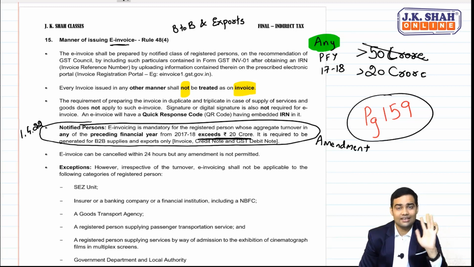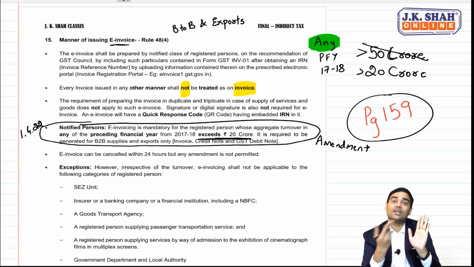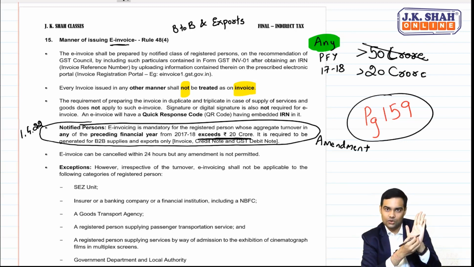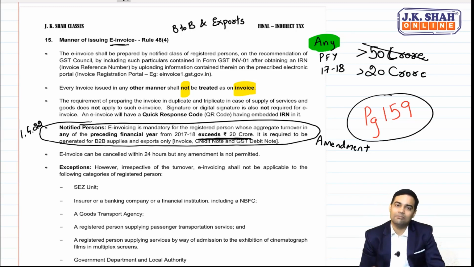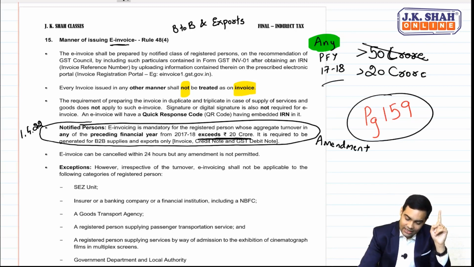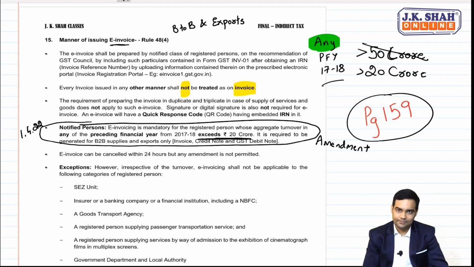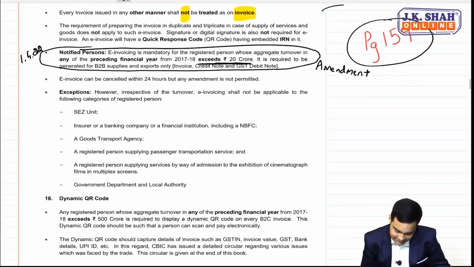Dynamic QR code limit remains same, 500 crores. Dynamic QR code is required only on B2C invoices. And what is dynamic QR code, sir? B2C invoices should have a dynamic QR code so that the customer can scan and pay directly without entering the amount. So if your bill amount is 1000 rupees, there will be a dynamic QR code. You will scan that. You don't have to enter that 1000 rupees directly. You can make the payment. That's dynamic QR code. That is applicable only when in any preceding financial year starting from 17-18 your turnover was more than 500 crores. That limit remains same. Okay, so only changes this part.